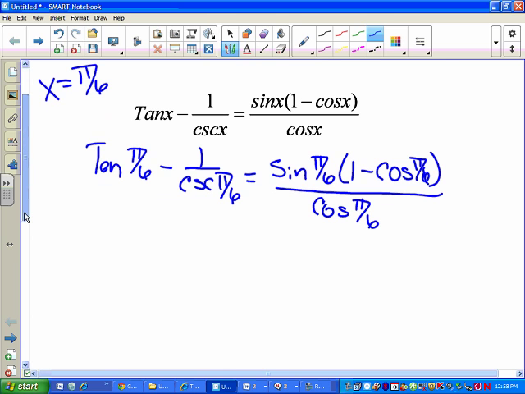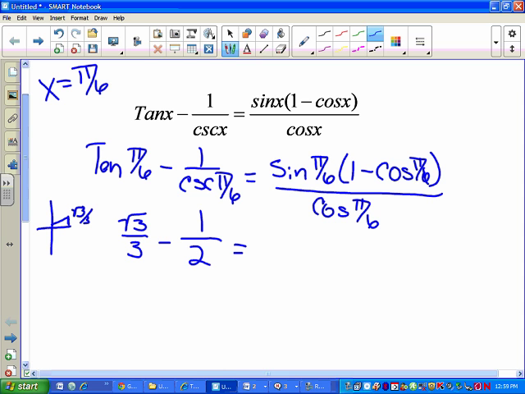What is the tangent at pi over 6? Y'all help me out. Square root of 3 over 3, right? Okay, so the square root of 3 over 3 minus 1 over, now I need the cosecant of pi over 6. It's easier to think about the sine of pi over 6. Sine of pi over 6 would be that short leg, so that's 1/2. So the cosecant is the reciprocal of that, which would be 2, correct?